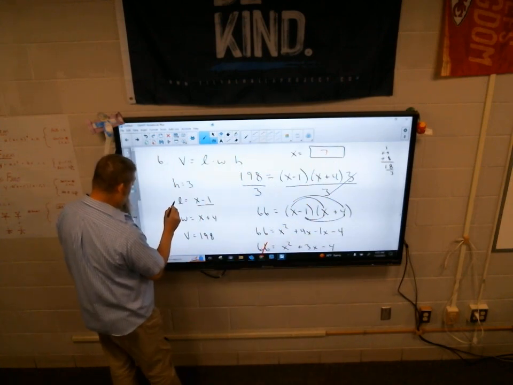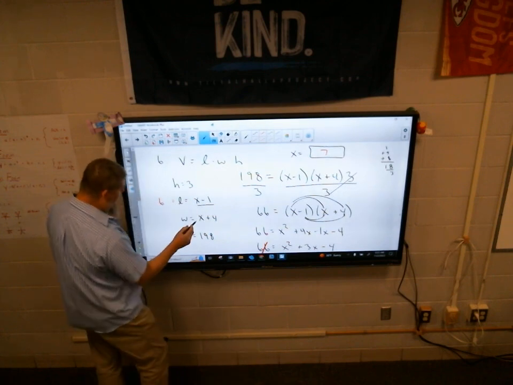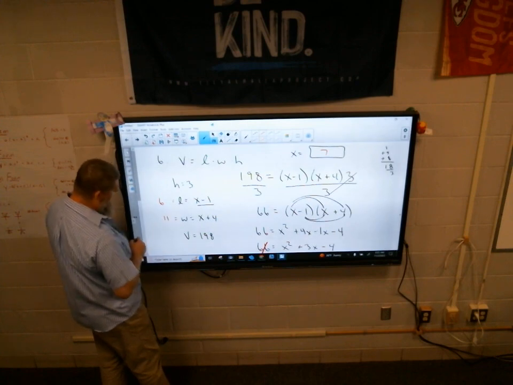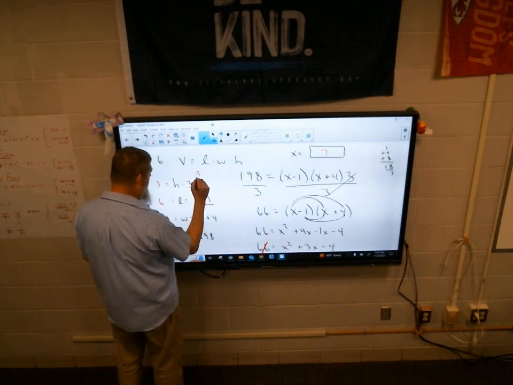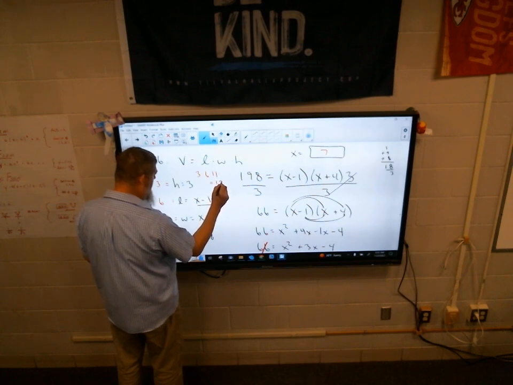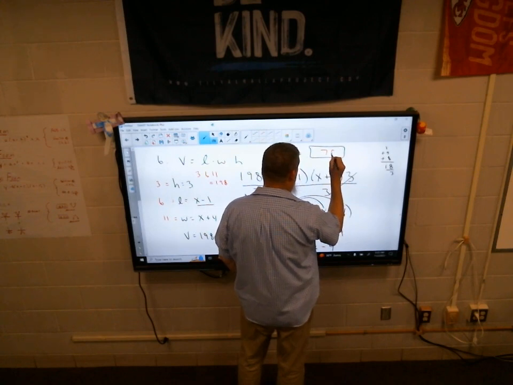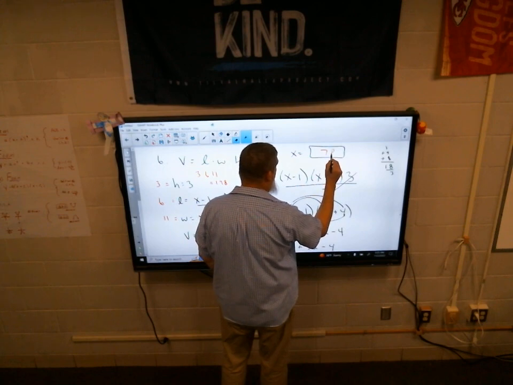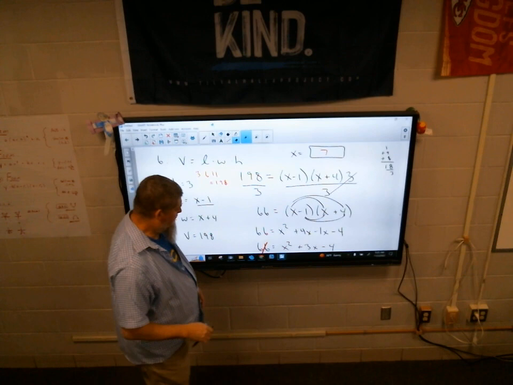If the x does equal 7, then the length is going to be 7 minus 1, which is 6. If x is 7, the width is going to be 7 plus 4, which is 11. And of course, we know the height is 3. So if I take 3 times 6 times 11, it does equal 198. So my correct answer is 7. Well, x is x, so it probably wouldn't be a unit. So I would just leave 7. X equals 7. All right, please rewind. Watch it again if you need to.